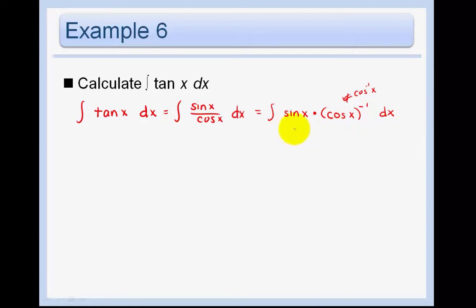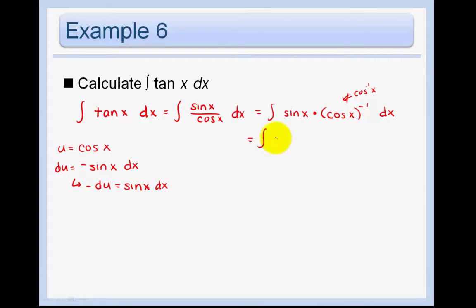Because by looking at it like this, what do we have? This should be our u, and hopefully that part's going to be our du. And so hopefully you're seeing that. U is a cosine, du is a negative sine. I didn't want a negative sine, I just wanted a sine. So I'm going to divide both sides by negative 1. Now I'm going to do my u sub.